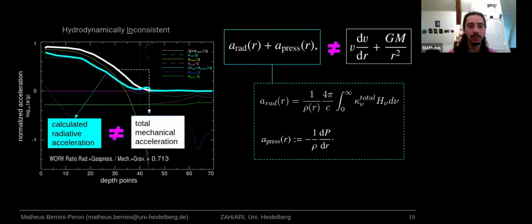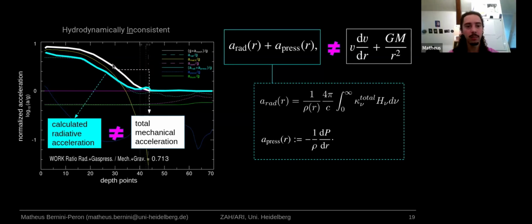And here, just showing different types of accelerations. So for instance, the Thomson acceleration here in green, continuum acceleration in purple, pink, and the total radiative acceleration is this thick blue line, and the structure provided by the user is given here as this white thick line, which is also called the total mechanical acceleration, which combines the advection term and the gravity.